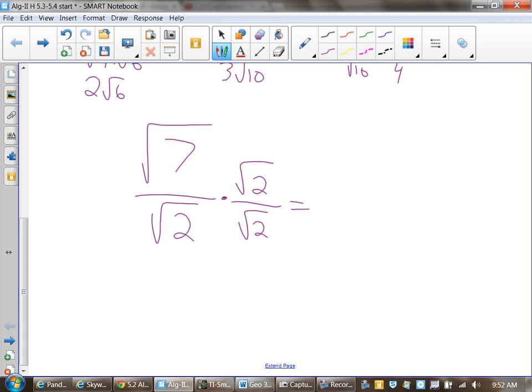In order to get rid of it, I multiply it by itself. I thought it was root 7. No. I'm on the other problem, because that one was root 7 over 16, so the square root of 16 is 4. You didn't have to do this. So here I get, what's 7 times 2? So I get the square root of 14 over 2. And I'm done, because the square root of 14 can't be simplified.